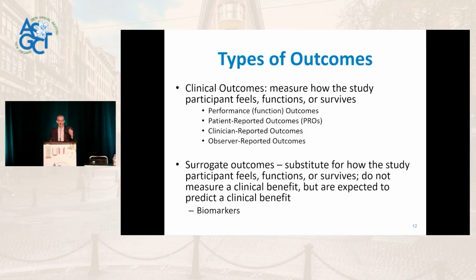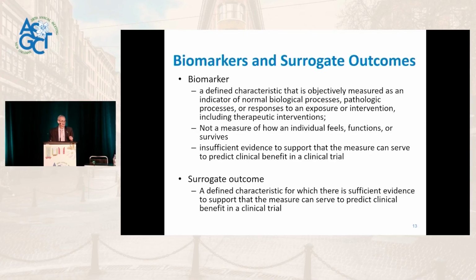I want to turn now from patient-reported outcomes to surrogate outcomes, including biomarkers. Biomarkers are defined characteristics that are objectively measured to indicate, is there a disease here, or what is the status of the disease? Is it getting better, getting worse? Look for the effect of an intervention. Again, these are not a measure of how a person feels, functions, and survives. And when we use the term biomarker, we mean there's not sufficient evidence that this is predictive of a clinical benefit.